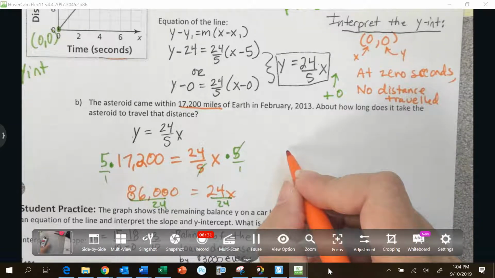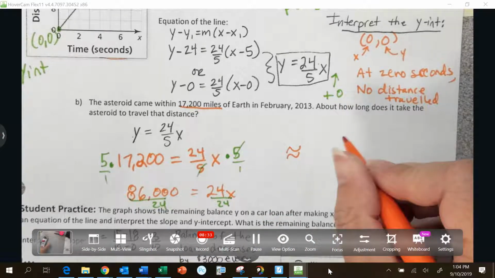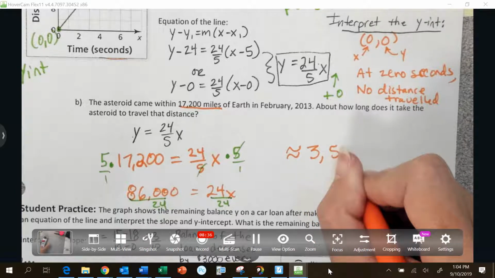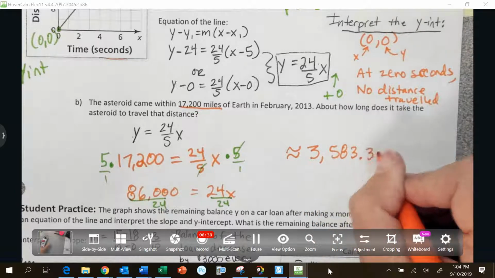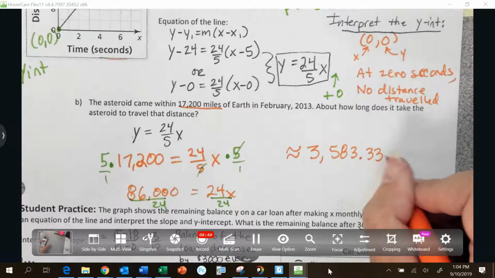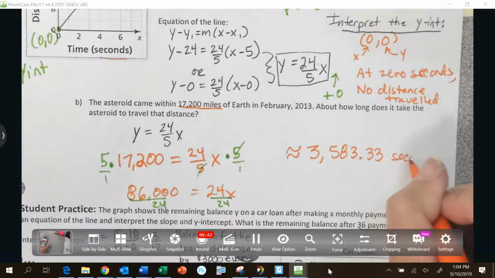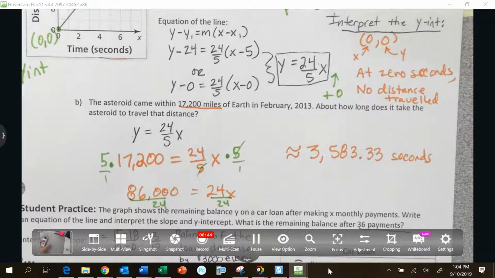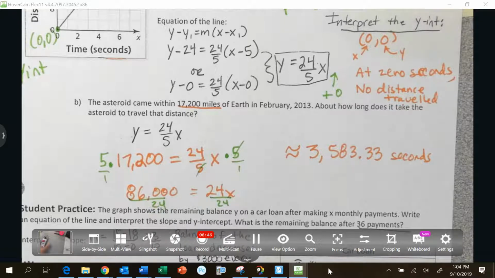And it's approximately, not an exact answer, 3,583. We'll even give you the extra 0.33 seconds. So if I told you the asteroid is about to hit in 3,583 seconds, would I say it like that? No, I would not. Which means it's approximately an hour.